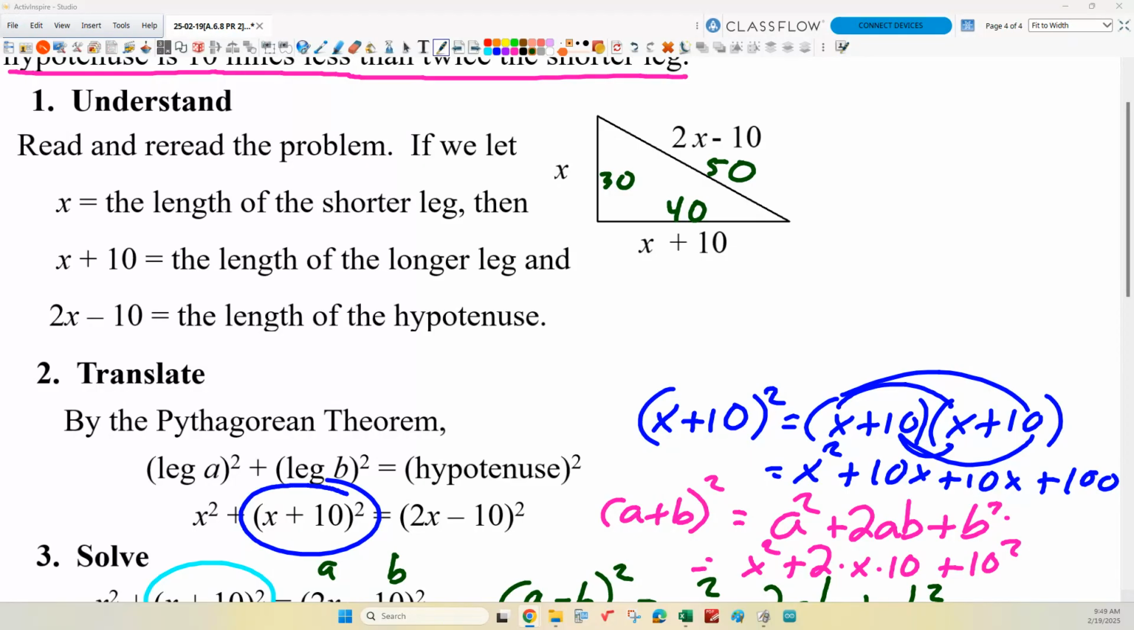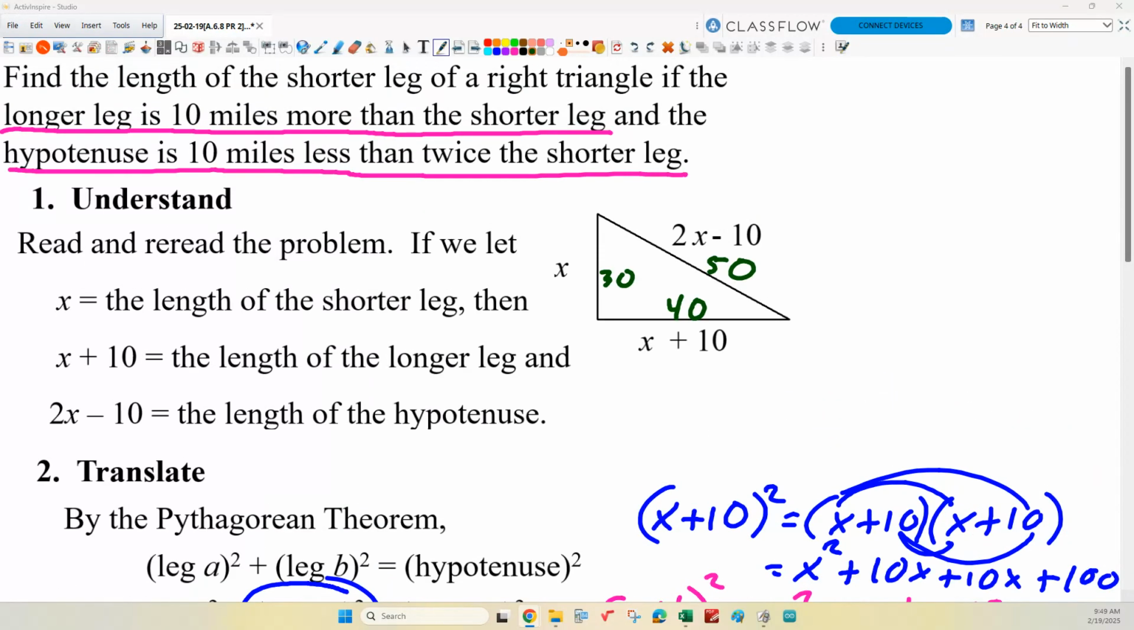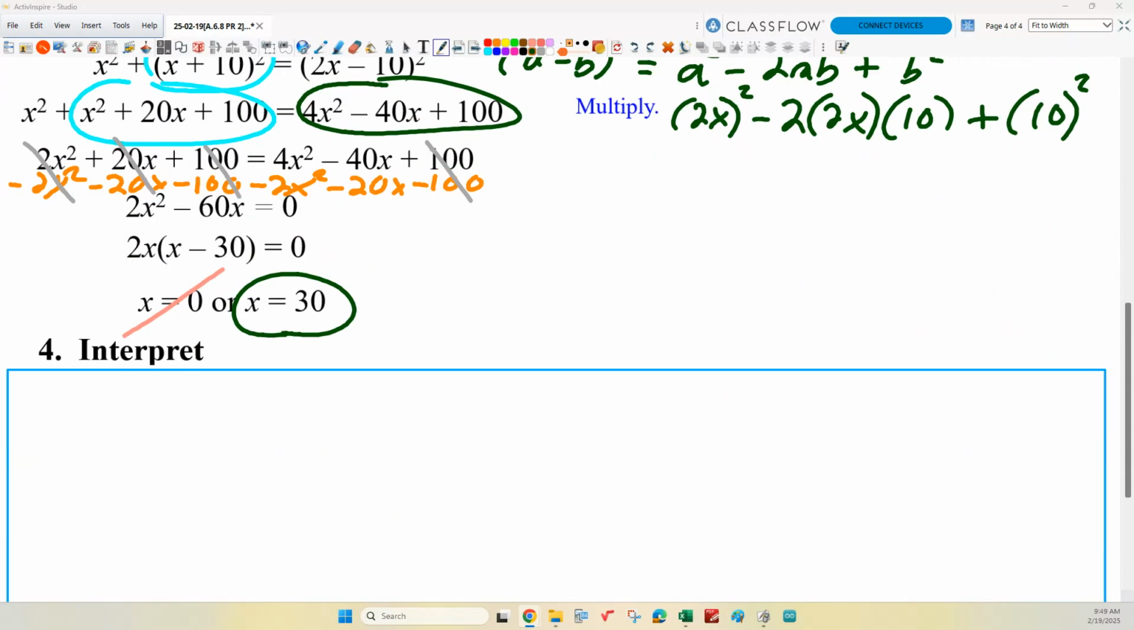Okay, make sense? And isn't that what they were asking for? What did they want? Find the length of the shorter leg. Okay, well, all they wanted was 30, I guess. The length of the shorter leg is 30.